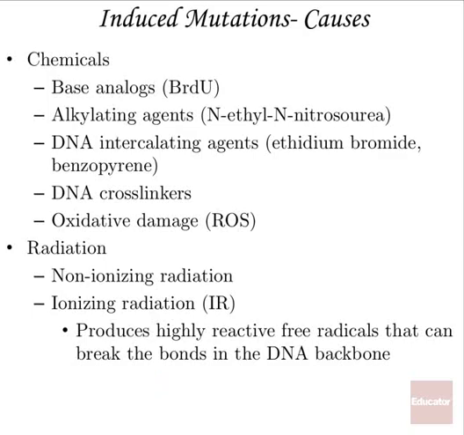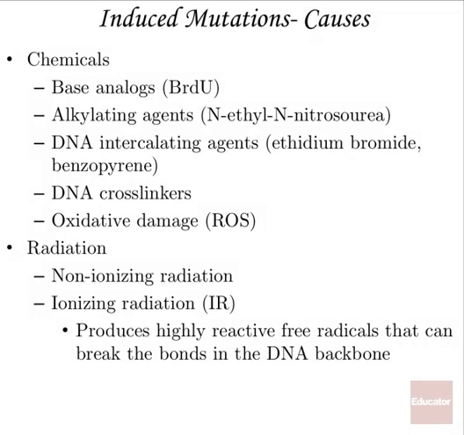All right, so some of our induced mutations and their causes. So chemicals, right? Chemicals are a type of what can induce mutations. And some of the chemicals that can do that are such things as base analogs, alkylating agents, DNA intercalating agents, DNA cross-linkers, as well as oxidative damage.